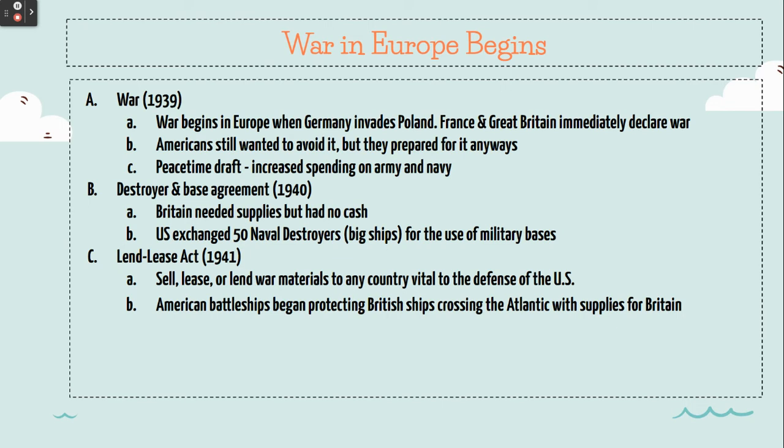In 1940, they signed the Destroyer Base Agreement with Great Britain, which exchanged 50 of our destroyer ships for the use of some of their military bases and land. Then, in 1941, FDR signed the Lend-Lease Act, which allowed America to sell, lease, or lend war materials to any country vital to the U.S. defense. American battleships also began protecting British ships crossing the Atlantic. Even with World War II starting in 1939, the acts of aggression prior to that, the US still was not ready to join the fight, but they were clearly aiding their allies and had to know that they would be entering the fight soon.